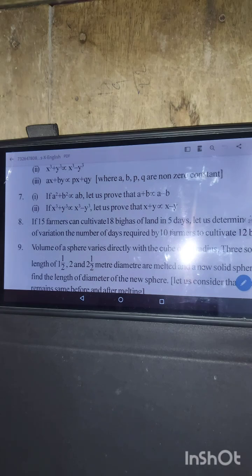I was teaching you chapter variation from the book Ganit Prakash of West Bengal Board of Secondary Education class 10, and we have solved till question number 6 in my previous videos. In this video I am going to start from question number 7 Roman 1.